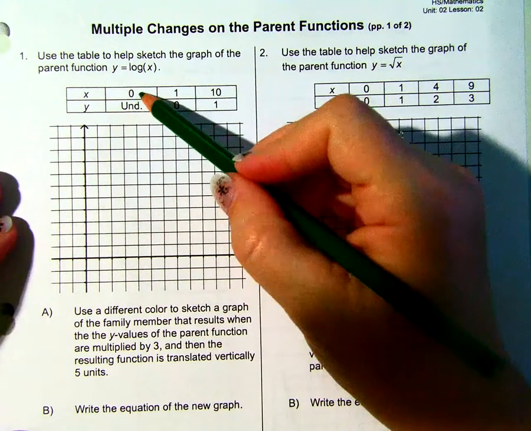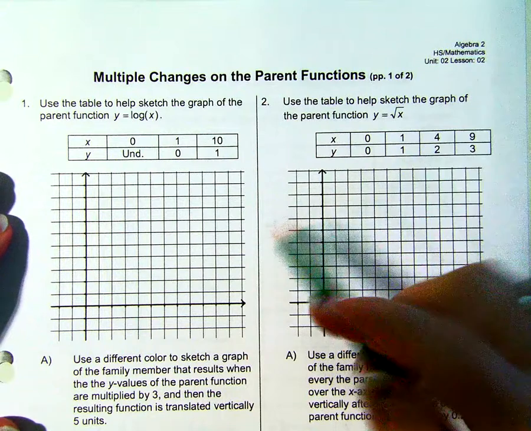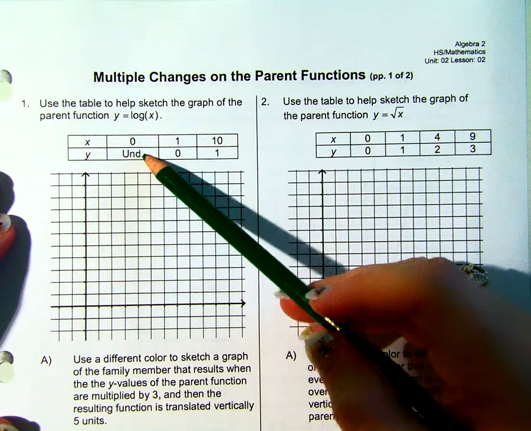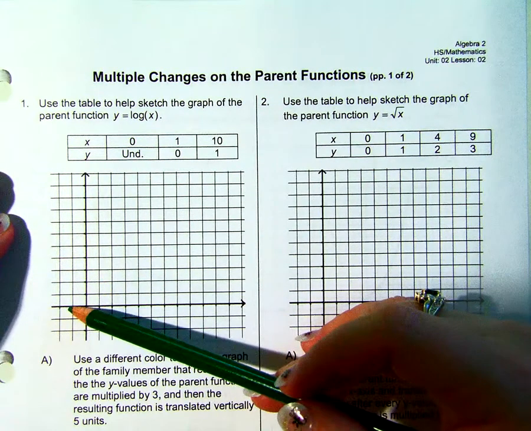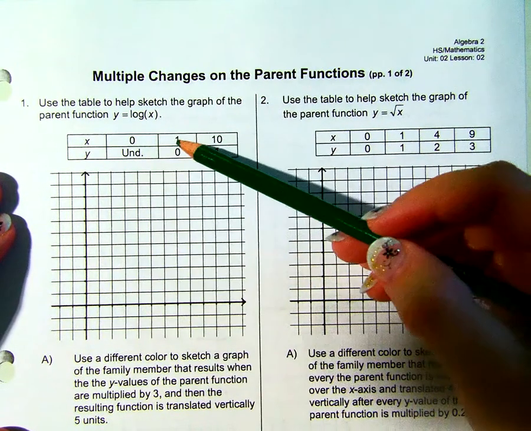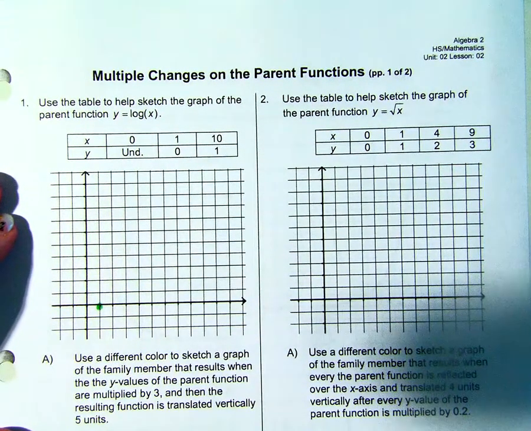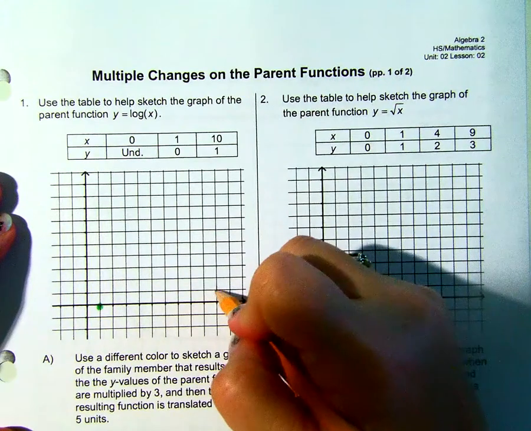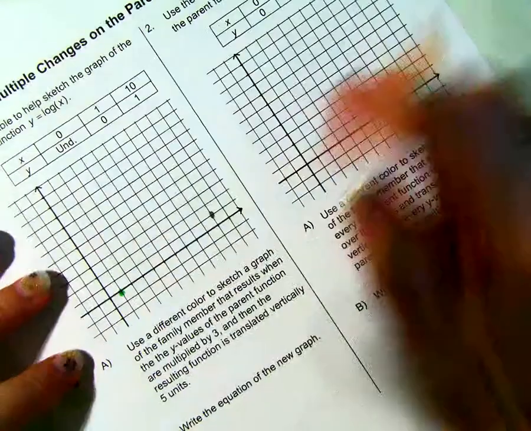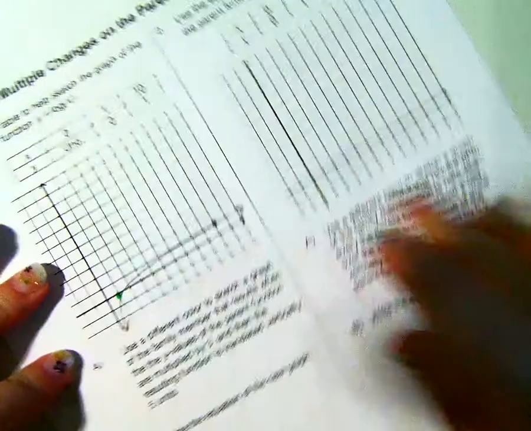Yes. So 0 is undefined. How do I graph that? I don't, right? What do I know? That my function cannot be at 0, right? So it can't ever cross this axis right here, can it? Okay, so 1 is 0, so 1, 0, and 10, 1. 1, 2, 3, 4, 5, 6, 7, 8, 9, 10. Now, hopefully you remember from the parent function page that logarithm looks something like that, right?